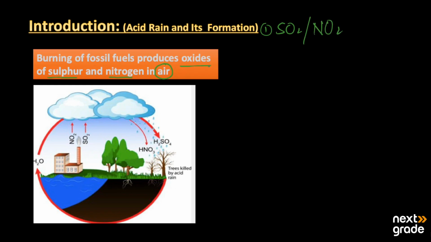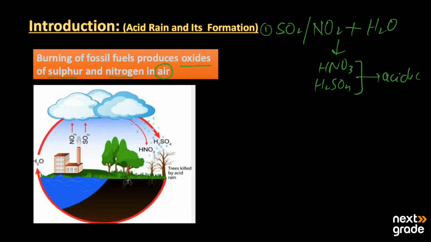As they add up in the atmosphere, they react with the rainwater and produce acids: nitric acid, and the second acid, sulfuric acid. So when these two acids, HNO3 and H2SO4, combine with the water of the rain, they fall as acid rain, which has a big environmental effect on the atmosphere.